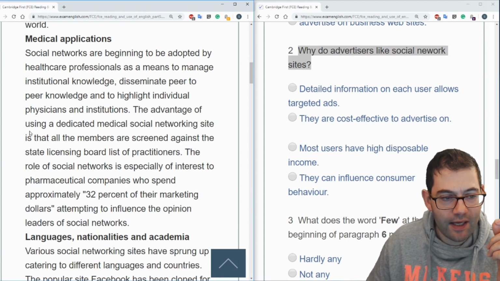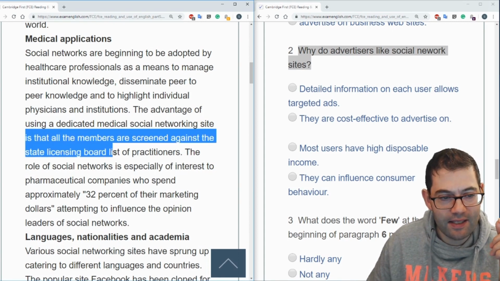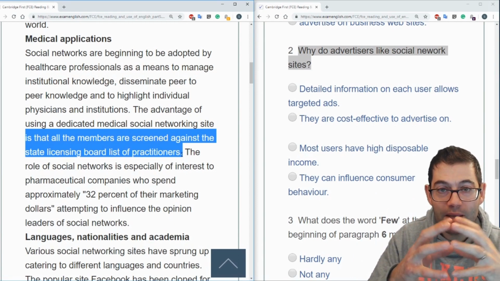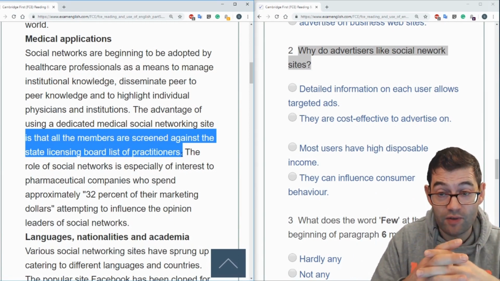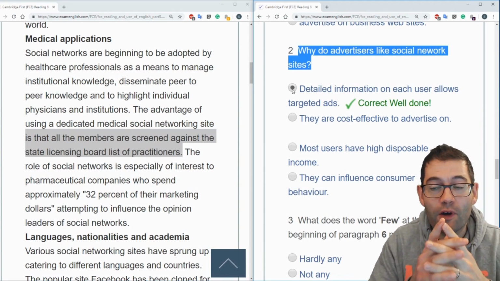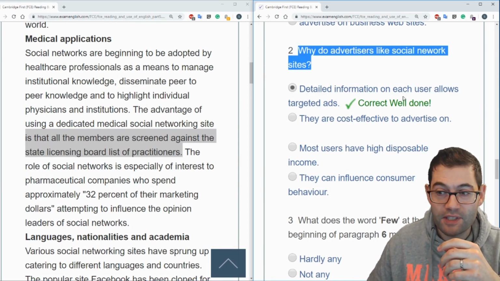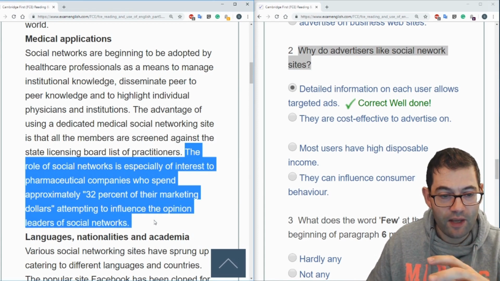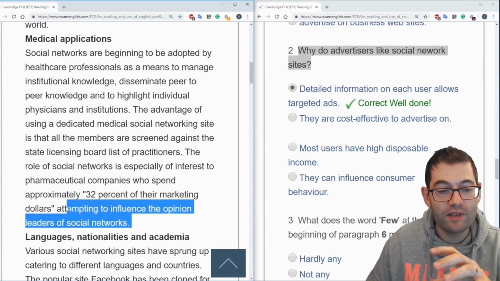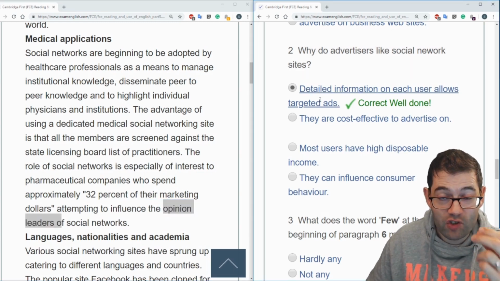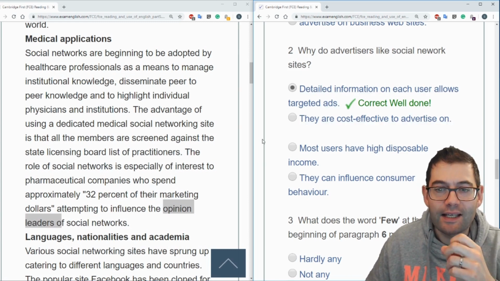And it says here that on these sites, all of the members are screened against the state licensing board of practitioners, which means that it narrows down the people who are on that particular social network site, which means that they can have detailed information on each user, which allows targeted ads. And we get the idea of targeted ads here at the end. The role of social networks is especially of interest to pharmaceutical companies who spend 32% of their marketing dollars, and here's the key bit, attempting to influence the opinion leaders of social networks. So the opinion leaders refers to the target of the targeted ads, and that's why the answer is this one here.